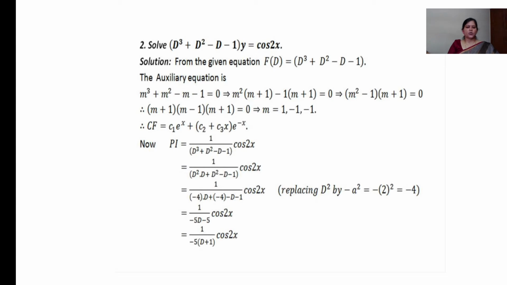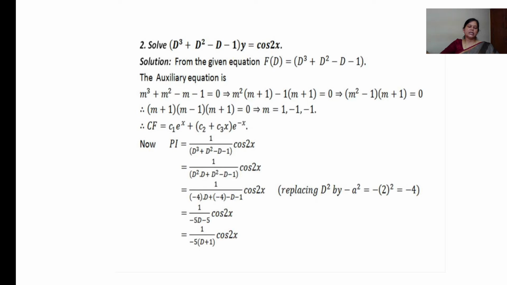So we are replacing D square by minus a square. Here the value of a is 2. That's why replacing D square by minus a square means the D square value is minus 4. So substitute D square is equal to minus 4 in the denominator. We have 1 over minus 4 into D plus minus 4 minus D minus 1 into cos 2x. If we simplify that in the denominator, we will get 1 over minus 5D minus 5 into cos 2x. So we can take minus 5 as a common value in the denominator. Taking that, we will get 1 over minus 5 into D plus 1 into cos 2x.